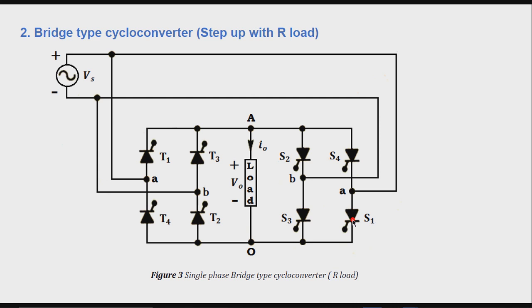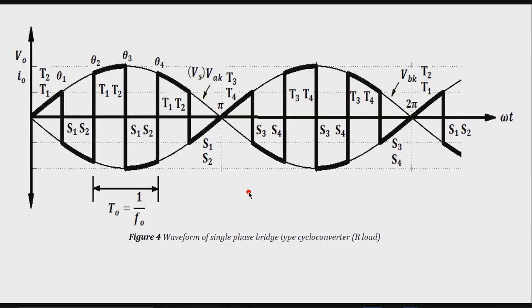First S1, and then load, and then S2. So you can see the load voltage in this condition is negative, and the current is opposite to the marked direction of the load current. Further, at omega t equal to theta 2, thyristors T1 and T2 are turned on and the load voltage is now positive and follows the positive envelope of the supply voltage.